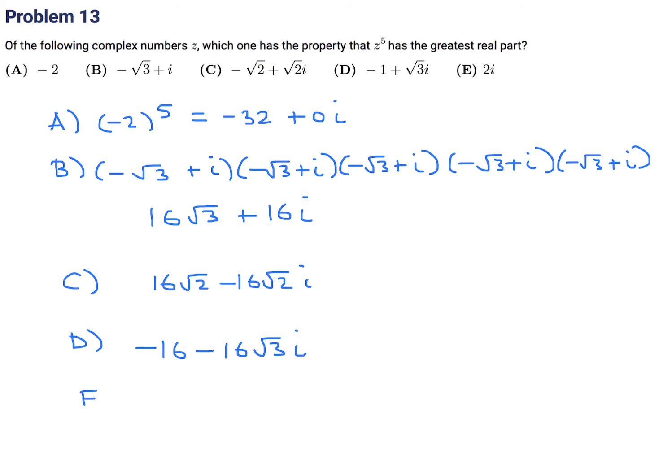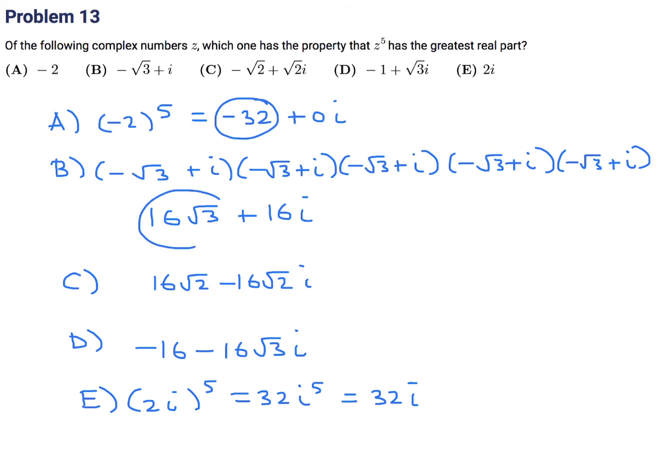And then E is an easy one. 2i to the power of fifth is just going to be 32 times i to the fifth. And i to the fifth is the same as i. So that's just 32i. And that has no real part. So the largest real part, well, let's just circle the real parts. And here was 0. So the largest, obviously, is this one right here. So the answer would be B.